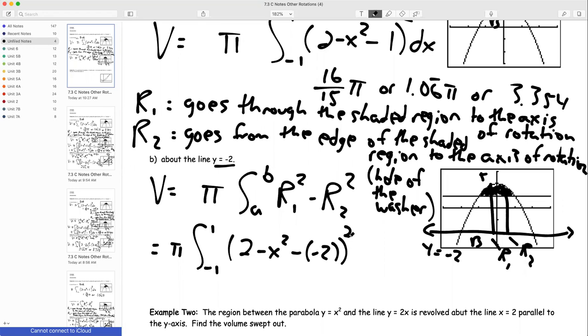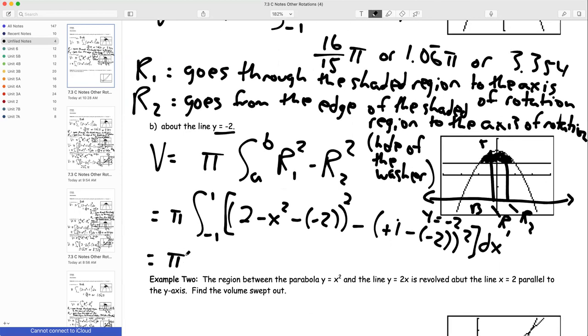Okay. But I wanted to show you that I have top curve, inverted parabola, 2 minus x squared, minus the bottom curve, which is the line, -2, minus, and now we do R2. R2 goes from the edge, which is y is equal to 1. So I've got positive 1, minus a -2, and then that squared. And all of this should be in brackets with respect to x. You need the dx there. But let me clean this up.